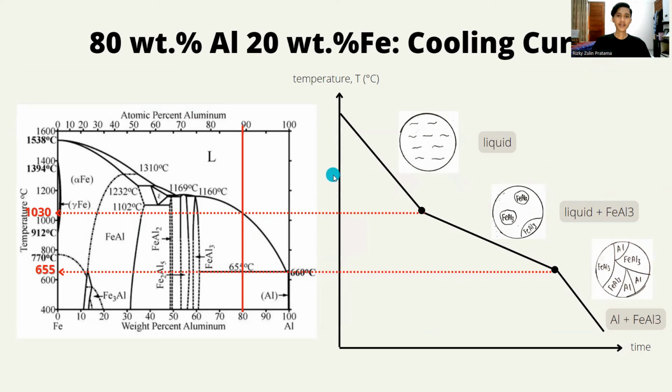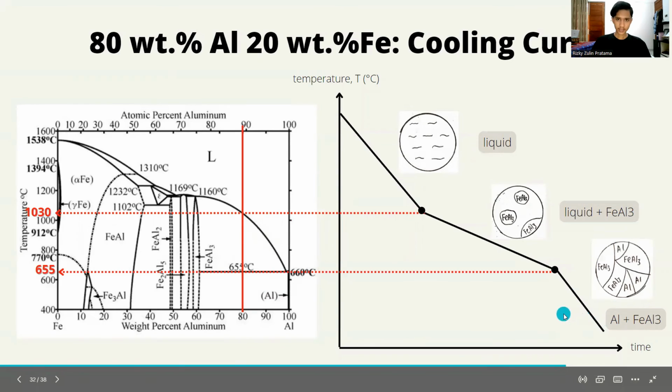For the cooling curve, we can see that the temperature decreases while it is in the liquid. Then at 1030 degrees Celsius until T equals 655 degrees Celsius, it changed to liquid plus FeAl3. Then after T equals 655 degrees Celsius, it formed Al plus FeAl3.